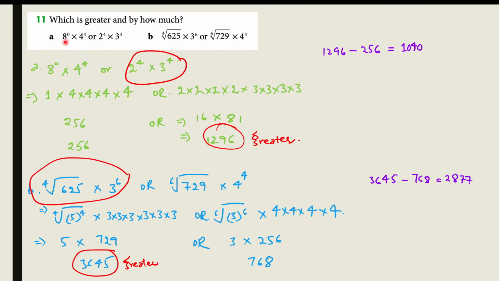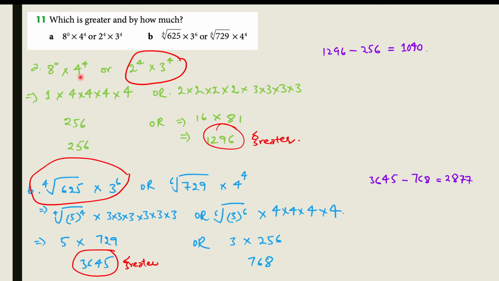So in here we have 8 raised to the power of 0 multiplied by 4 raised to the power of 4. In order to start evaluating it, we start with 8 raised to the power of 0. Remember, any non-zero number raised to the power of 0 is equal to 1. So 8 raised to the power of 0 will be equal to 1.